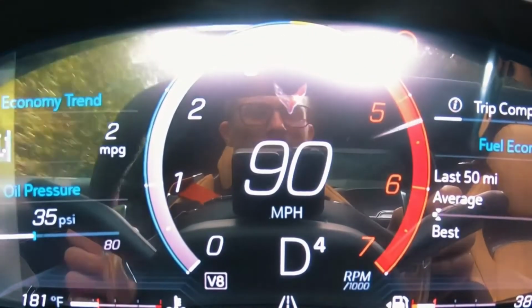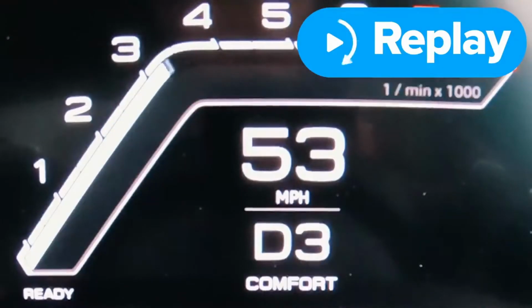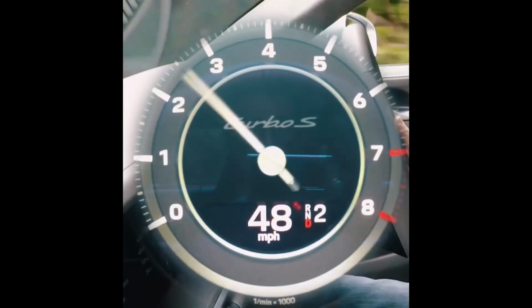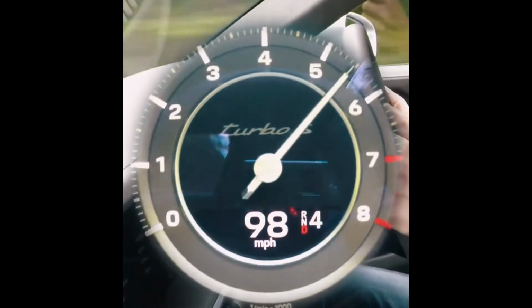At 80 kilometers per hour, the Audi R8 V10 Performance usually kicks down to either second or third gear. At 80 kilometers per hour, the Porsche 911 Turbo S kicks down to second gear really fast. They all downshift to their own specific gears. It's usually the bigger supercars that have a kickdown problem.